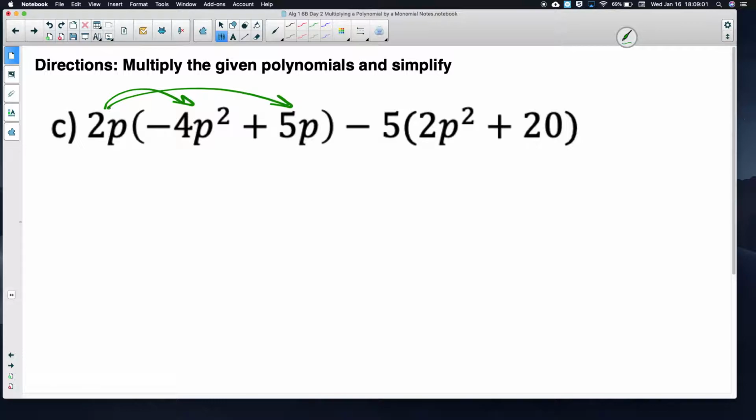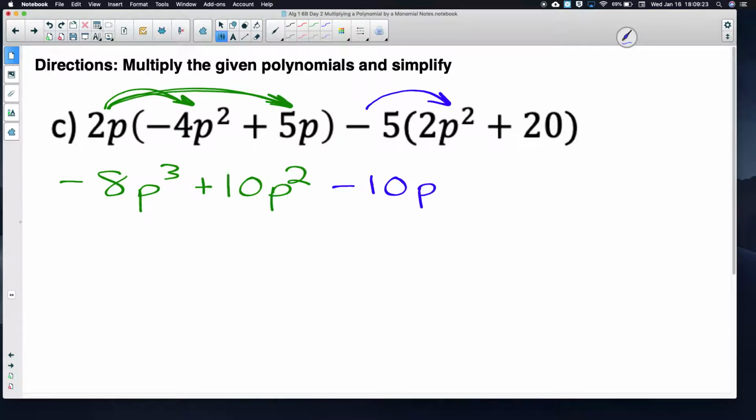Our first distribution right here looks like we've got negative 8p to the third power. And 2p times 5p, that's going to give me 10p squared. Now in the second grouping over here, let's distribute the negative 5. Negative 5 times 2p squared, that's going to give me minus 10p squared. And negative 5 times 20, well, that's going to give me minus 100.